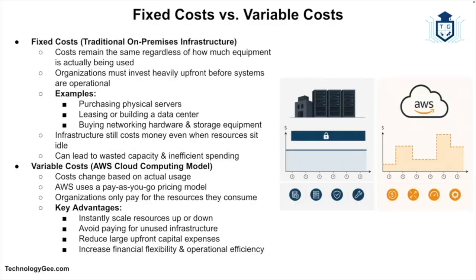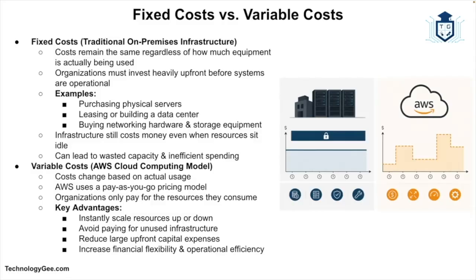All right, so if there's one concept that you need to lock in for this exam, it's this. You need to understand fixed costs versus variable costs. So what is a fixed cost? Well, we're talking about on-premises stuff. So fixed costs, these are expenses that do not change based upon usage. Examples of this could be buying servers, leasing a data center, or purchasing networking equipment. So whether you use the servers or not, you already paid for them. Now you have what are called variable costs. And we're talking about the cloud. So with variable costs, you simply pay as you go.